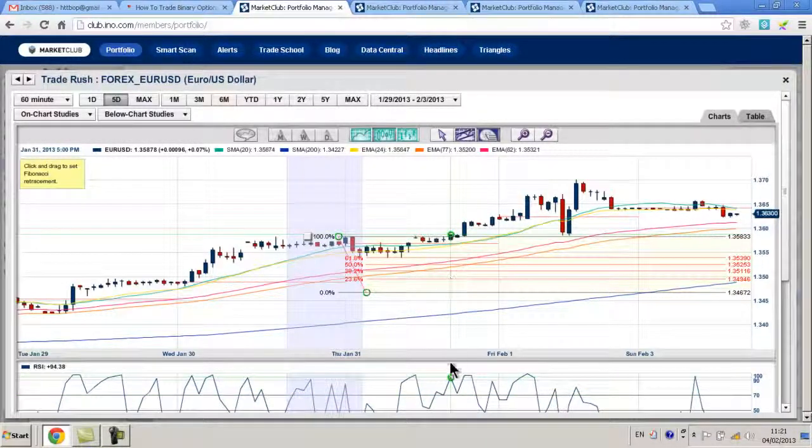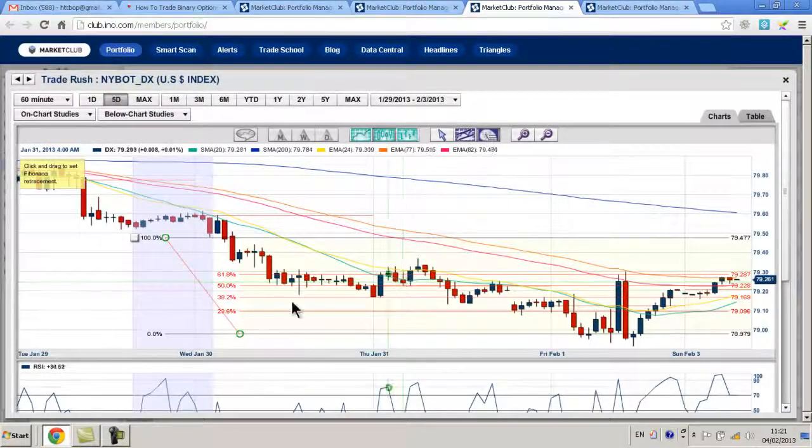You can see down here the relative strength index is 94.38. So it probably broke out there. That's an hour, 2 hours, 3 hours. So you would have got a trade over there. If we look at that time, it's 5 p.m. on January the 31st.